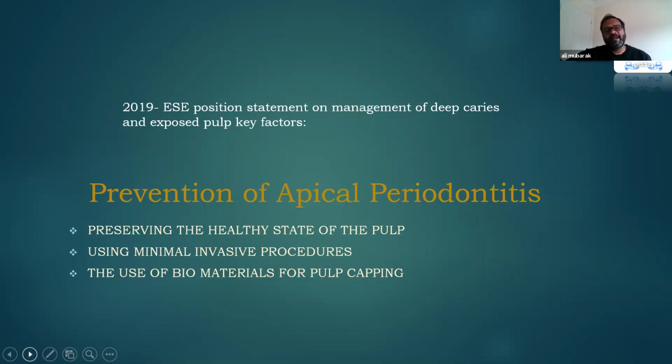And then the use of biomaterials for pulp capping, like mineral trioxide aggregate, which is MTA, or Biodentine, the two most recently and most widely used materials, or calcium hydroxide. Unfortunately, calcium hydroxide is still considered to be very good. However, because of its physical properties, it is not considered to be as stable as the other two.